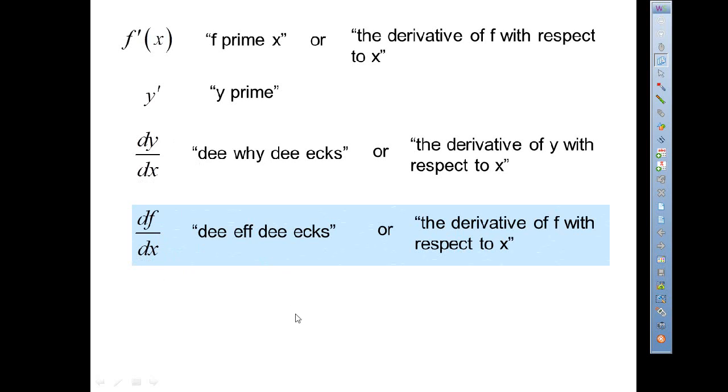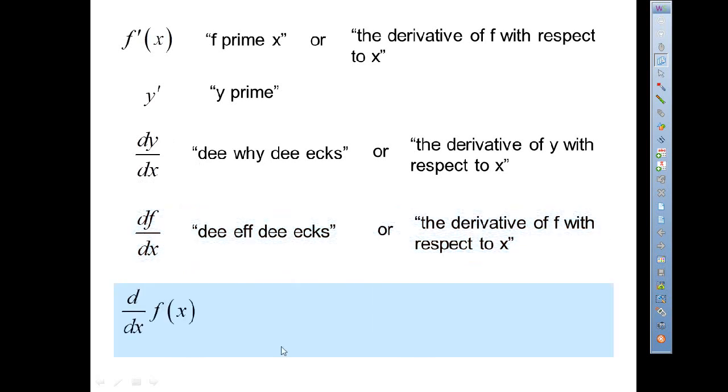The next one is a little different. We're doing d dx of f of x. Well, this part, the d dx part, is more of a verb. It's an action. And this is what we're taking the derivative of. But this is read d dx of f of x. It's also the derivative of f of x with respect to x.